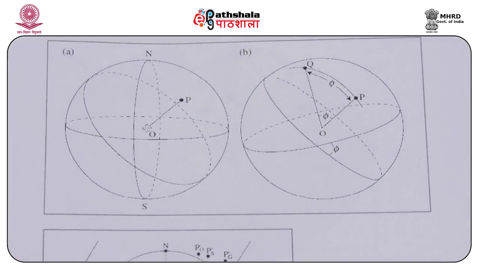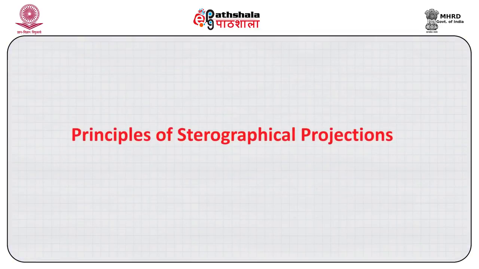The stereographic projection is a very ancient geometrical technique, and it originated in the 2nd century AD. The stereographic projection, which we apply for crystallography, was first applied in crystallography by Professor F. E. Neumann and was further developed by W. H. Miller. Here we will discuss the principles of stereographic projection.